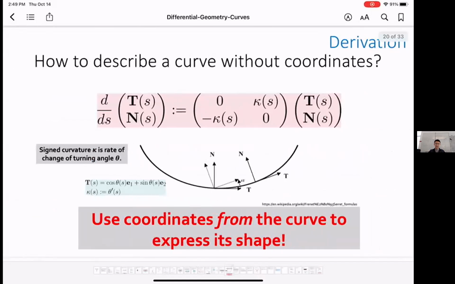And the answer is yes. We can actually describe a curve just using the tangent vector and the normal vector we saw before. The idea is, we have this curve in space. Whenever I'm at a point P on this curve, I can compute its tangent, I can compute its normal. Then I have these two directions.